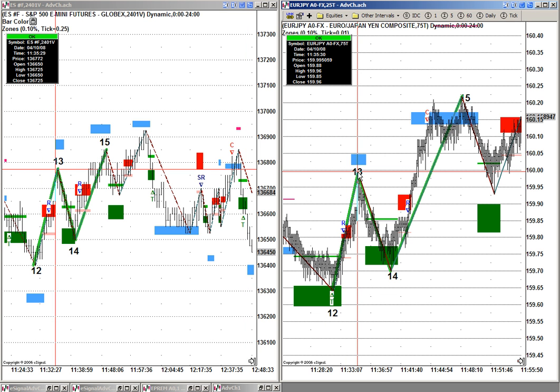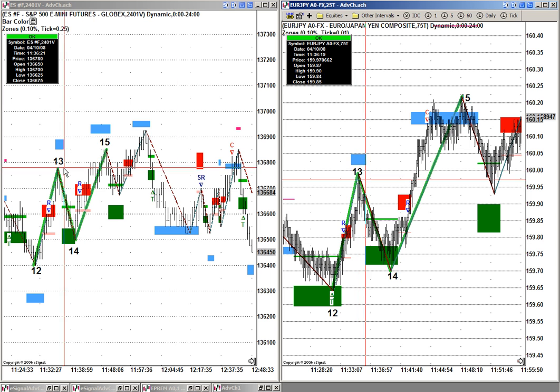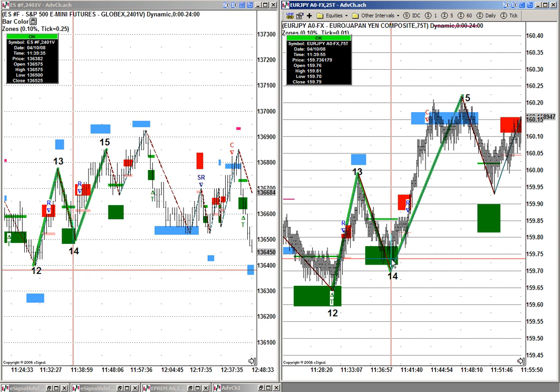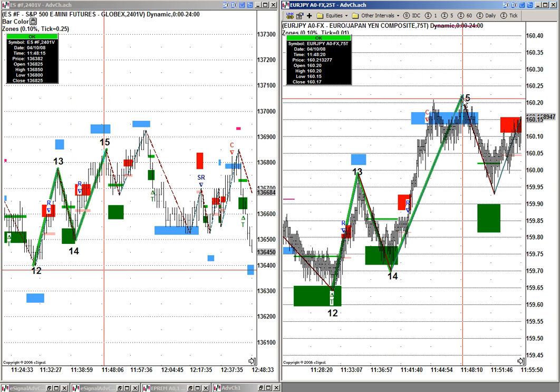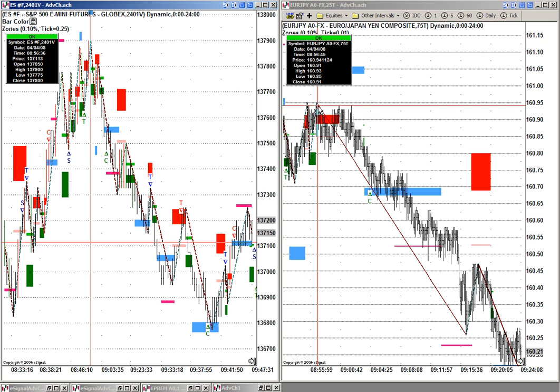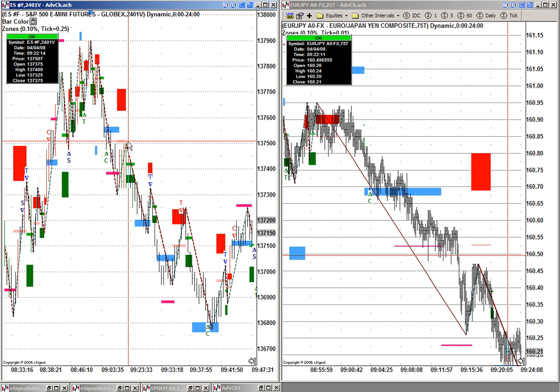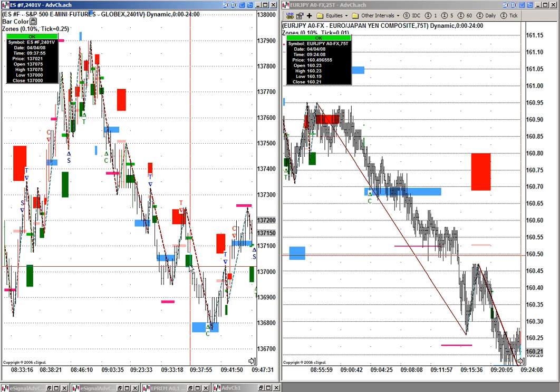As the yen finds resistance, so does the ES. And you have normal profit taking in both of the markets. As the yen is finding support at point 14, the ES is also finding its support, and it takes us to the next resistance zone at number 15. These two charts are from April 4th, and you can see the large major trend move that the yen made at this point, followed by the ES selling off at this point 11 points.